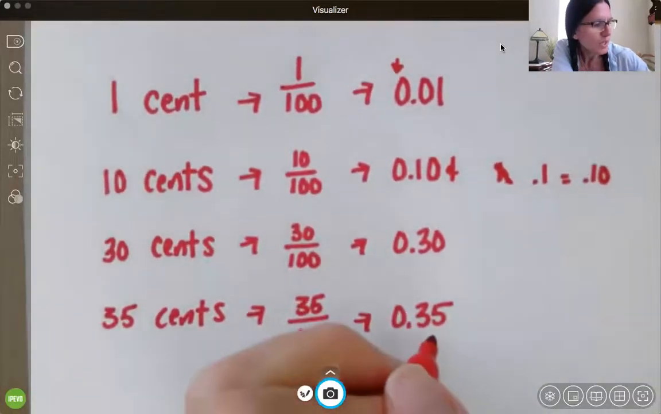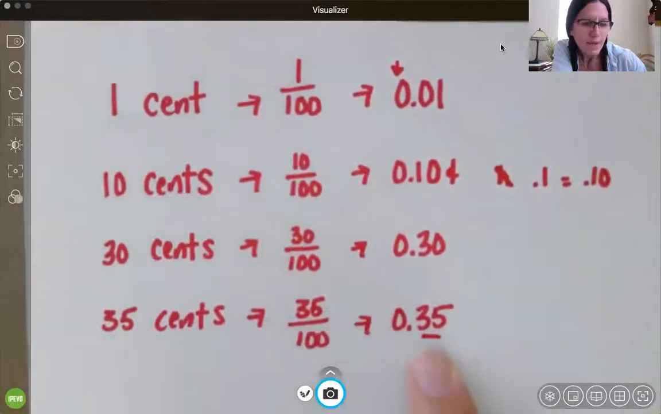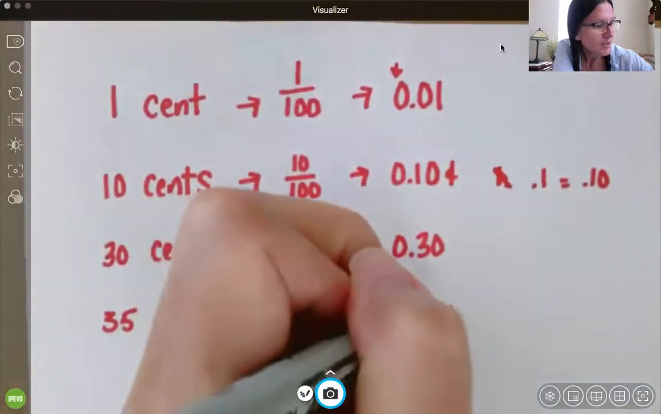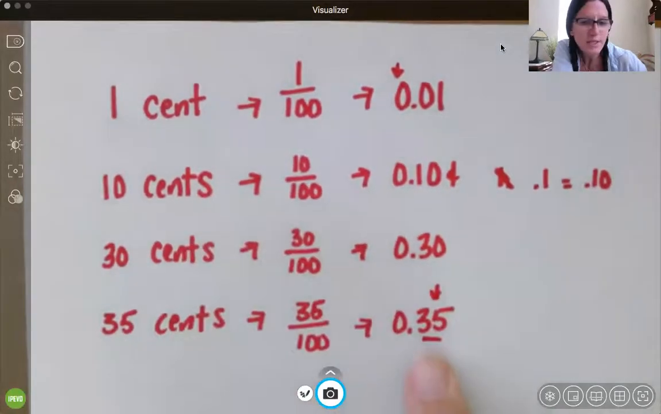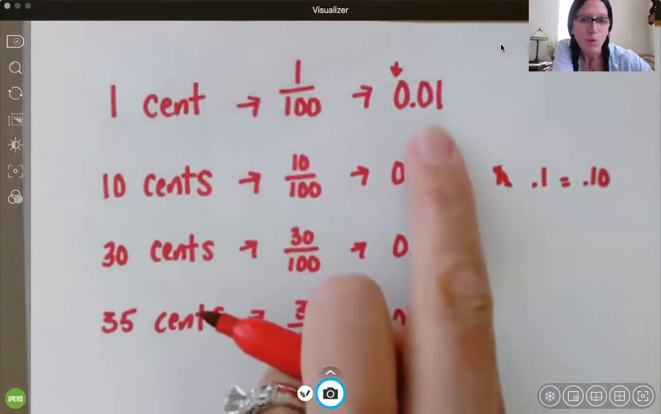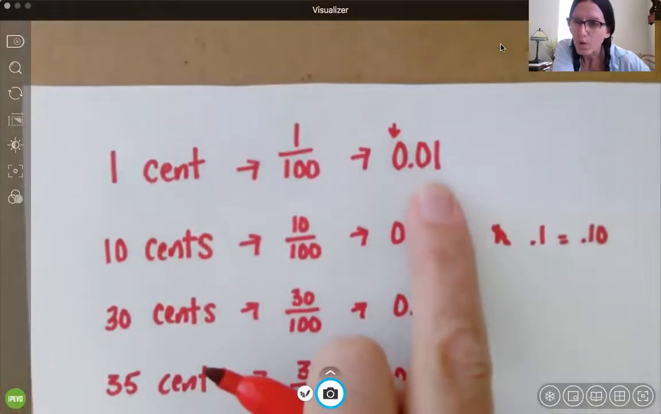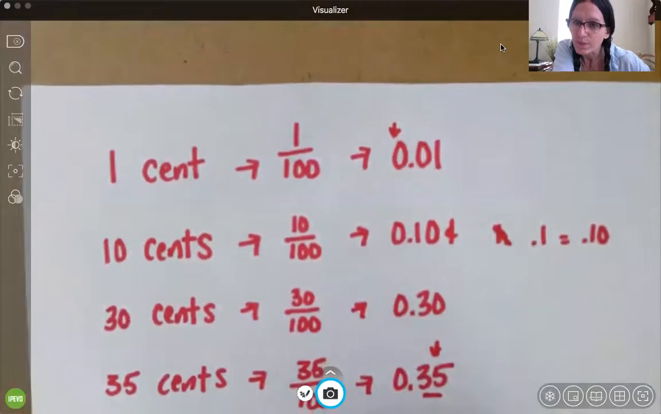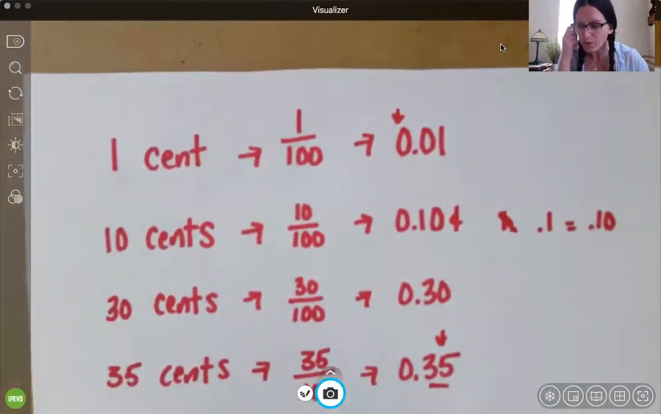And we always read the number as it is, just like when we learned about periods in our standard form of numbers. We read that as 35. And because the 5 is in the hundredths place, we say that's 35 hundredths. If I go back to this one and I have 1 in the hundredths place, it would be 1 hundredth. Okay? Just a quick review.